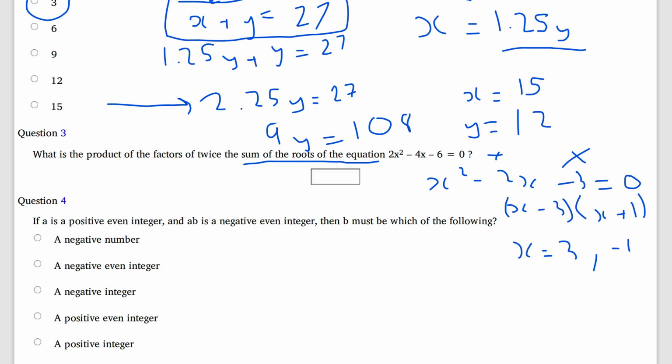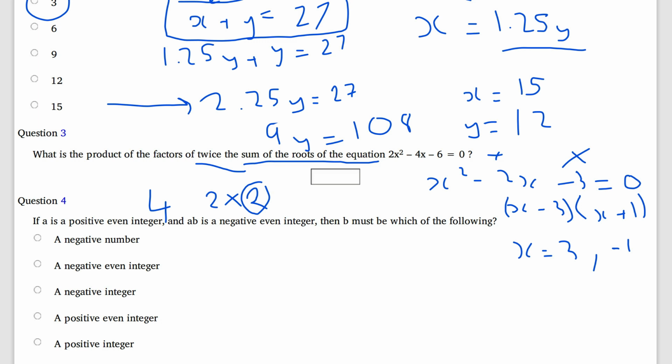Again, I've done another video on that, so I'm not going to go into details on that method, but either way, those are the two solutions or the two roots. And if the two roots are 3 and minus 1, then the sum of those roots, 3 plus minus 1, is 2, right? If we sum them up, 3 plus minus 1 is 2, yes. But then it says twice the sum. So we're working backwards. Twice that sum, well, 2 times 2 is 4. So 4 is twice the sum of the roots of that equation.